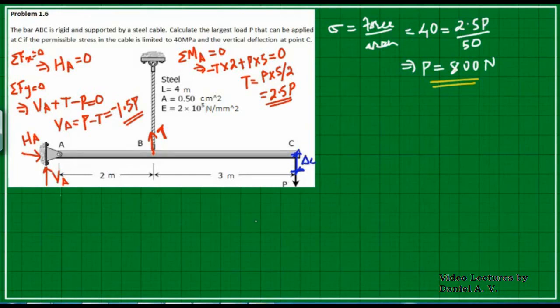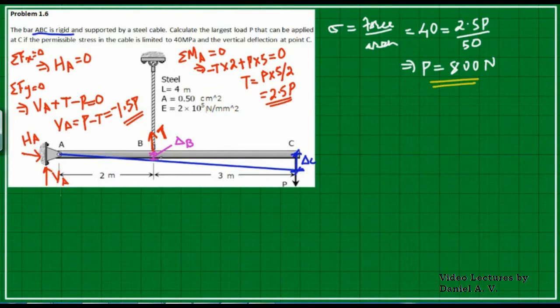In the problem, it is said that ABC is a rigid member, which means that ABC won't be having deflection or bending. So basically this member will be deflecting like this as a straight line. That is the importance of this rigid bar. Rigid bar will be moving as a single unit. So we can see here this particular point is having a deflection, I'm calling it delta B. This particular point will be having a deflection delta C.